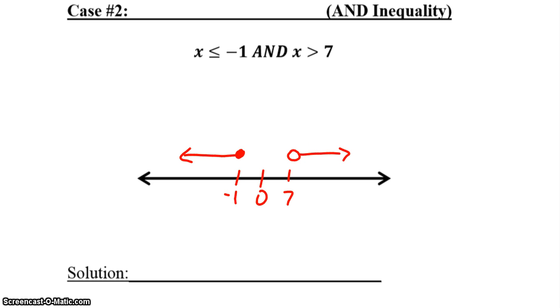Now what should happen in an AND inequality is they should overlap each other, and where they overlap is your answer. Because these do not overlap in any space, an AND inequality that does not overlap gives you a solution of no solution, because no values will work for both sets. So an AND inequality that goes opposite directions would be no solution.